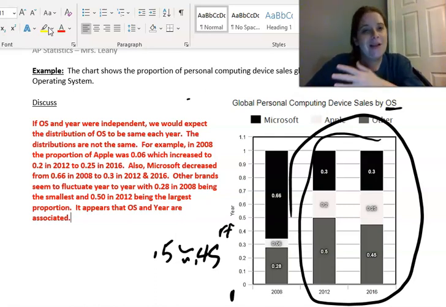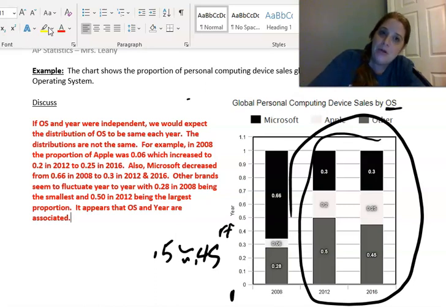A lot of times, something else to think about is, are we taking a sample or do we have a population? If it is in fact a sample, remember that we don't have all of the data, so it could look slightly different in the actual population.